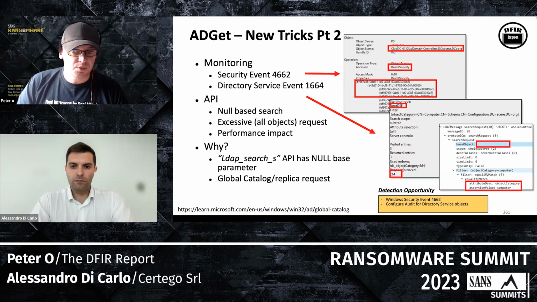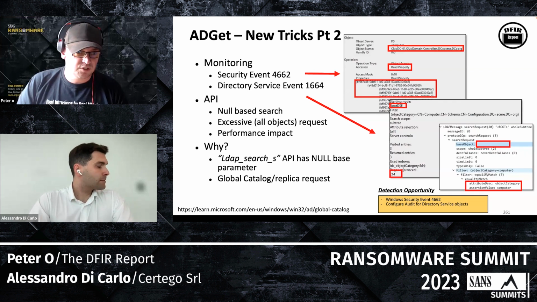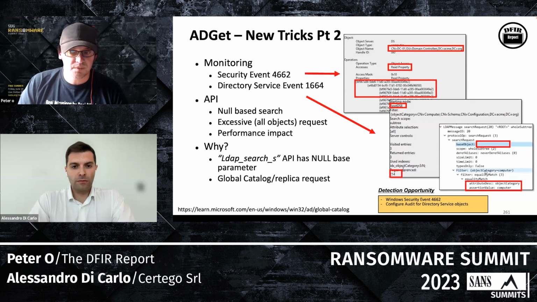With the APIs monitored, we could also see the same data. So API called with null for the base object, and the analysis of the network traffic also confirmed the same. So using 4662 is a useful detection opportunity for looking for unusual object requests. So this could be an indication of AD enumeration. In this case, the global catalog LDAP request for entire forest.